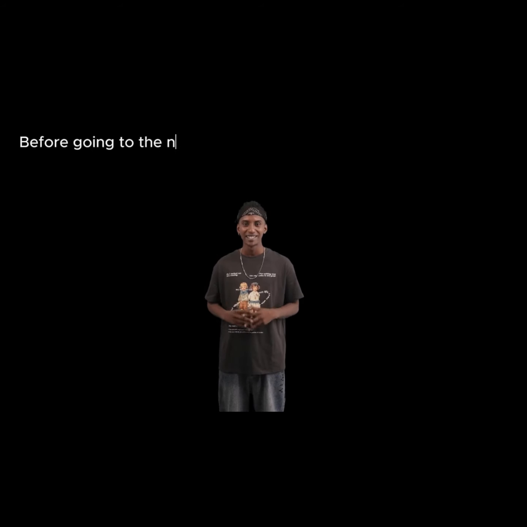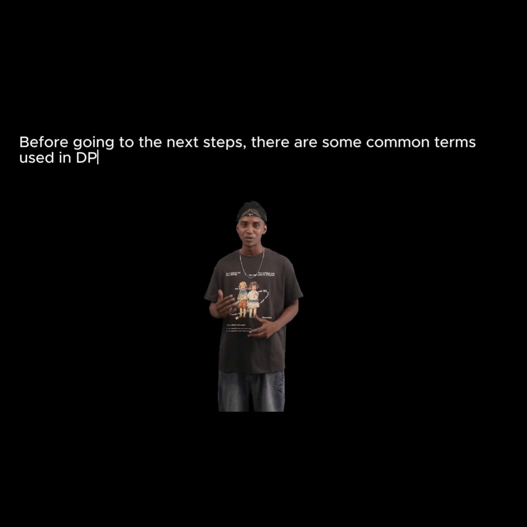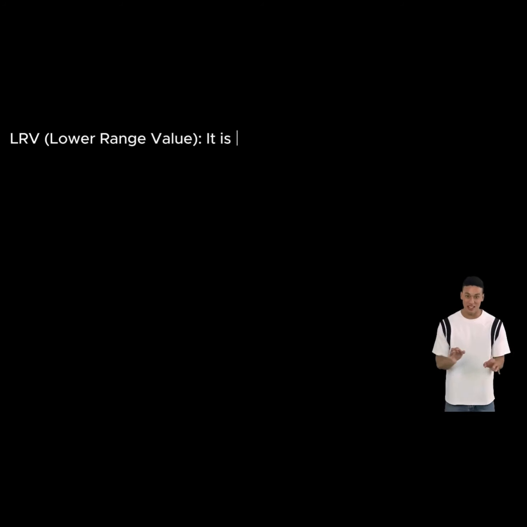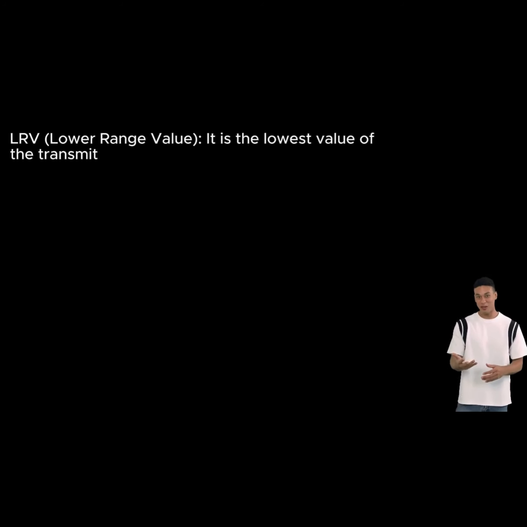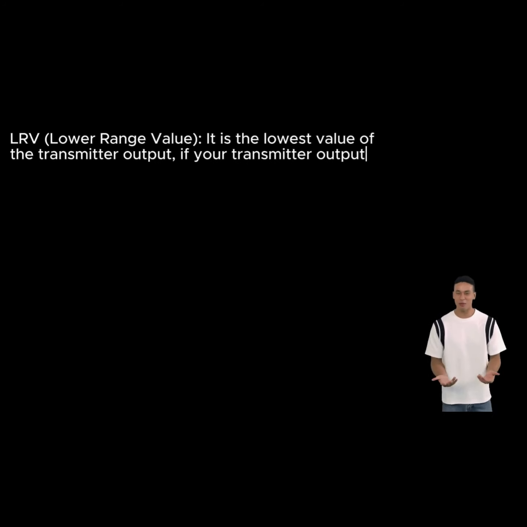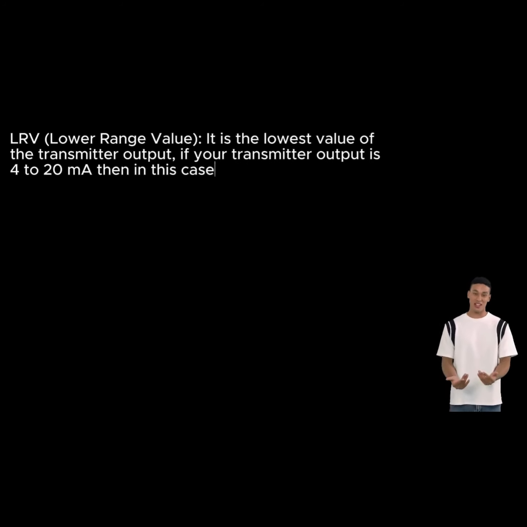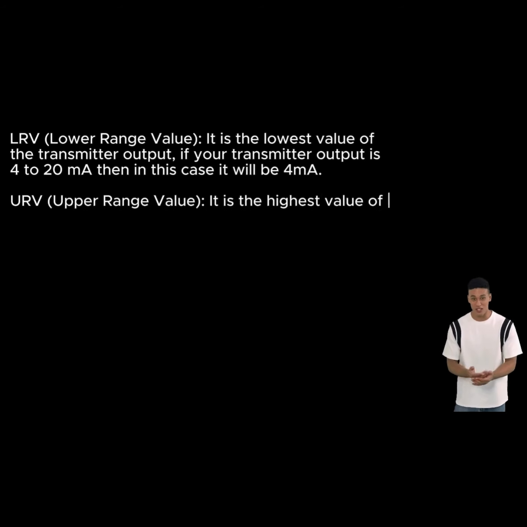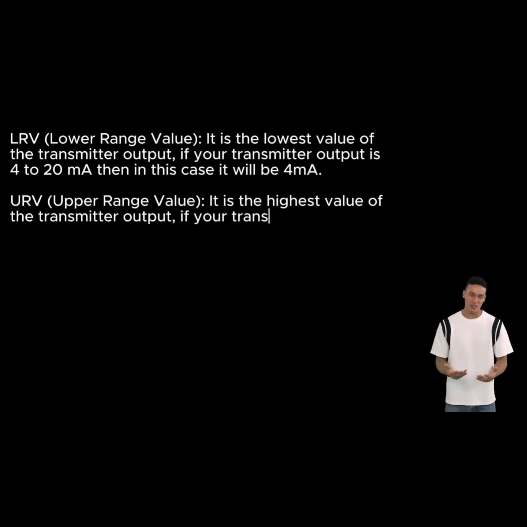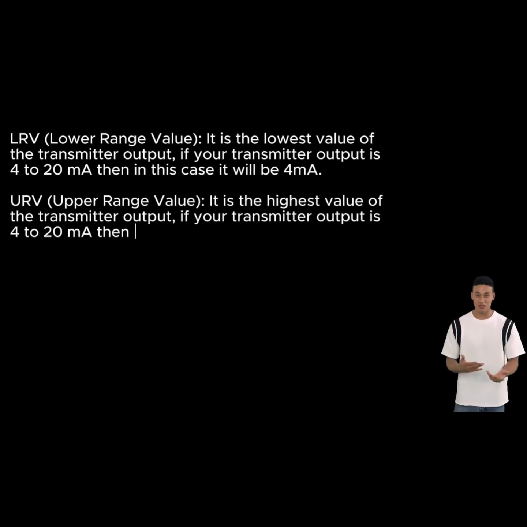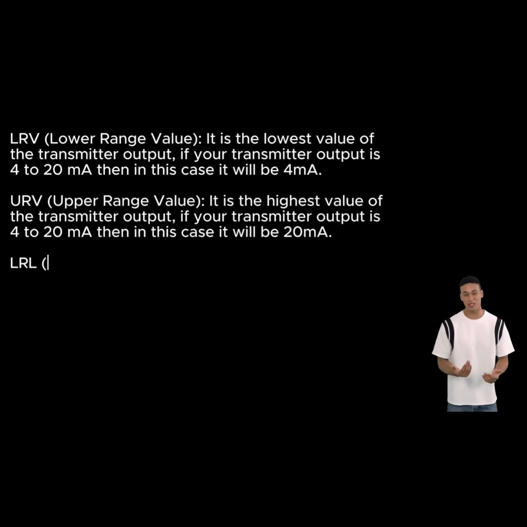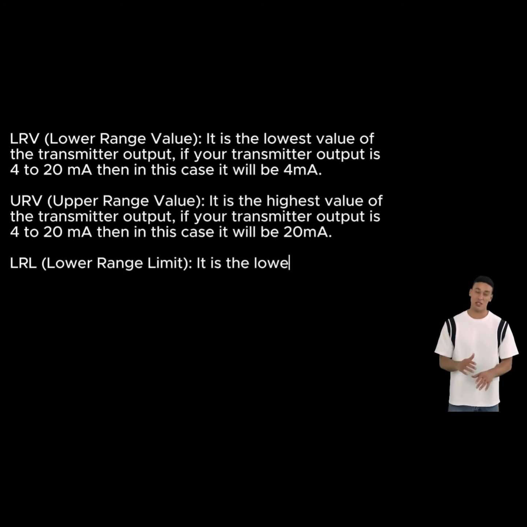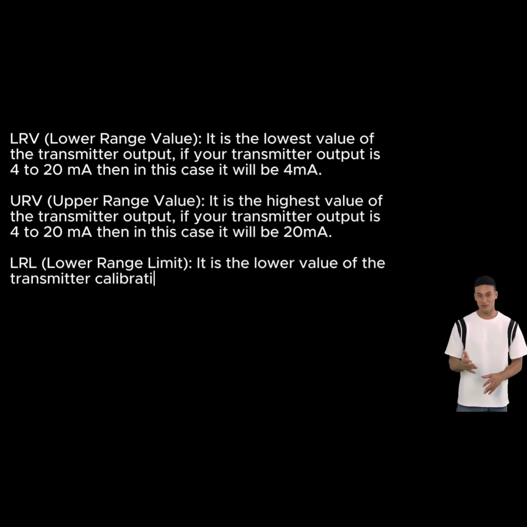Before going to the next steps, there are some common terms used in DPT differential pressure transmitters which you need to know about. LRV, lower range value. It is the lowest value of the transmitter output. If your transmitter output is 4 to 20 mA, then in this case it will be 4 milliamperes. URV, upper range value. It is the highest value of the transmitter output. If your transmitter output is 4 to 20 milliamperes, then in this case it will be 20 milliamperes.